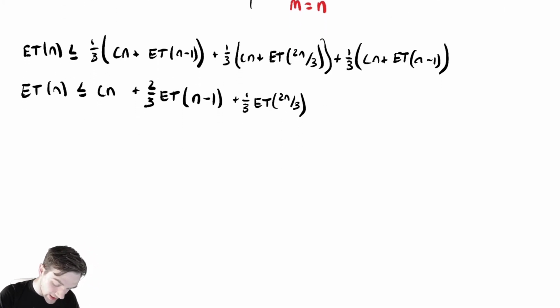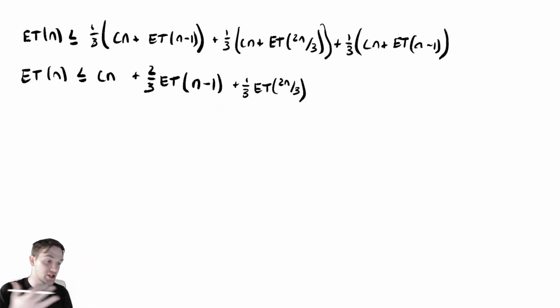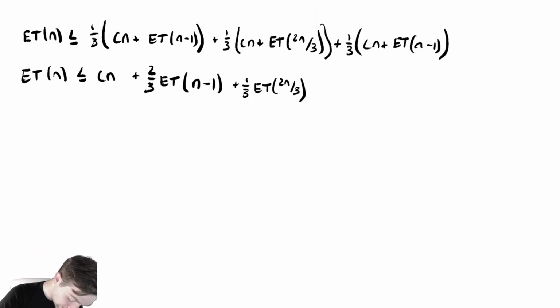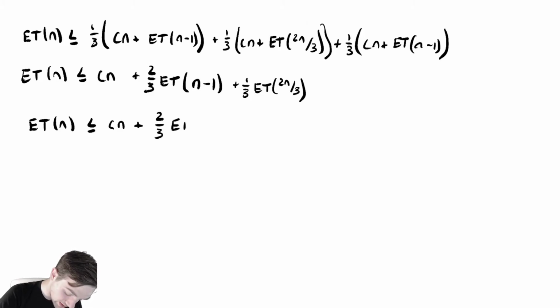Now, let's try and do our standard technique when we have a chip and conquer and a divide and conquer and their coefficients are both less than 1. Let's bound the right-hand side further by increasing the argument of that first recursive call. So we change it from 2/3 Et of n minus 1 to 2/3 of Et of n plus 1/3 Et of 2n over 3.